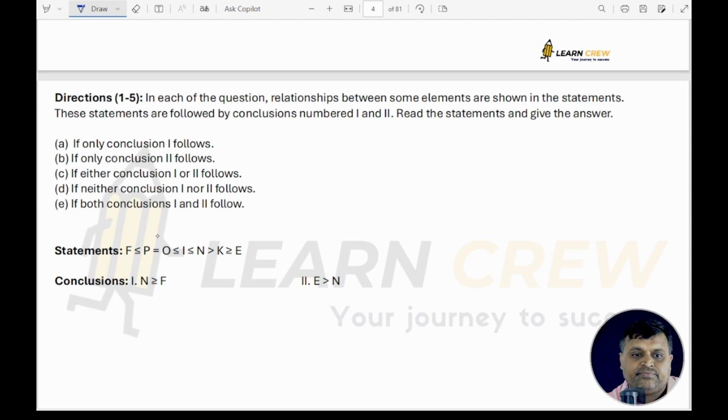Next. Between N and F. If you see here, F lesser equal to N, so F lesser equal to N is correct. So N greater equal to F is also correct. Now E greater than N. Here N greater equal to, so N greater than E. So E greater than N is wrong. So only one is correct, option A.